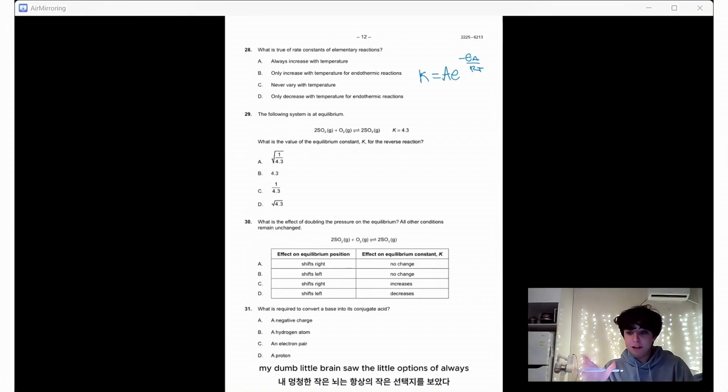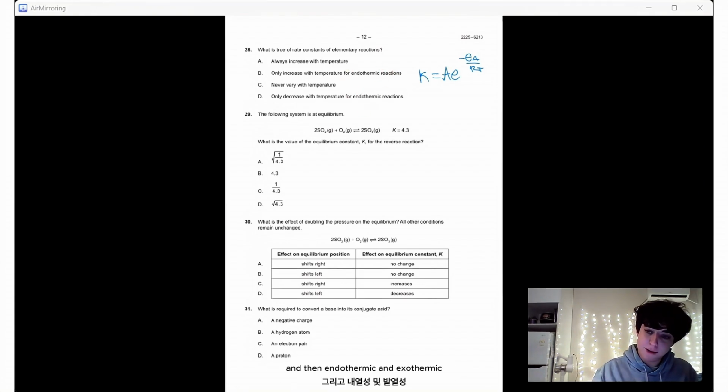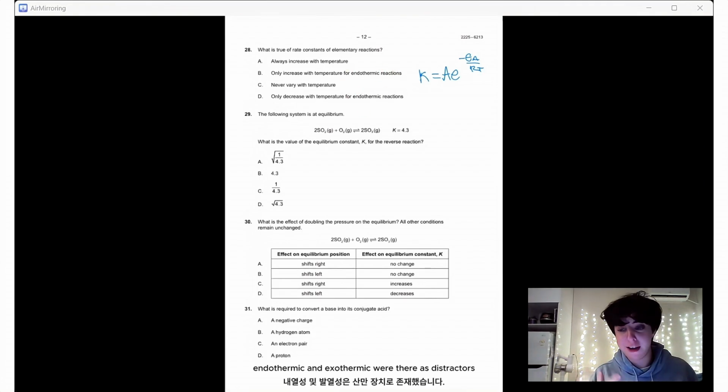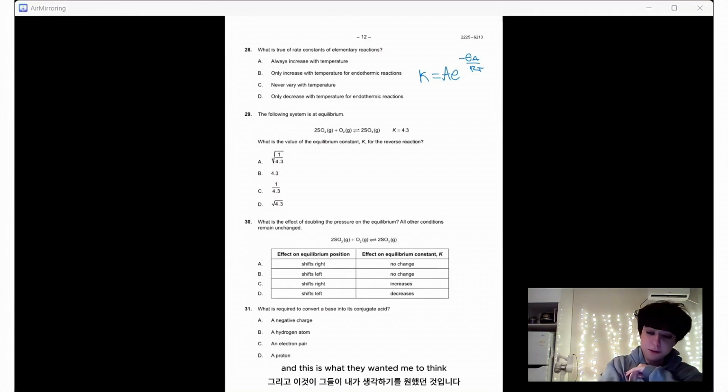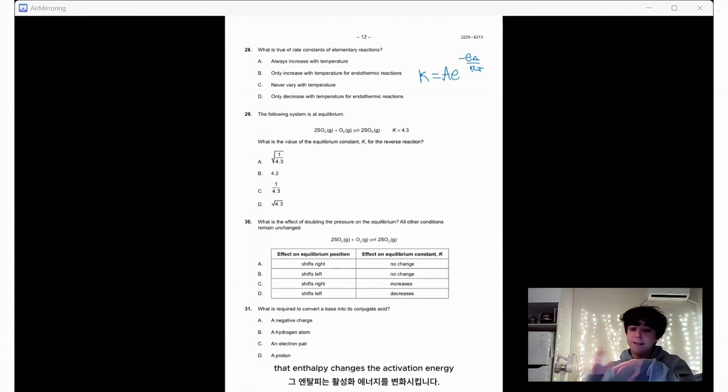And so my dumb little brain saw the little options of always and then endothermic and exothermic. Endothermic and exothermic are there as distractors. Boy, were they distracting. My thought was, oh, so that would be the Ea, for some reason. And this is what they wanted me to think. This was purposeful. They wanted me to think that enthalpy changes the activation energy, or just misread the activation energy as enthalpy because you're in an exam, you're stressed. And that's exactly what I did.